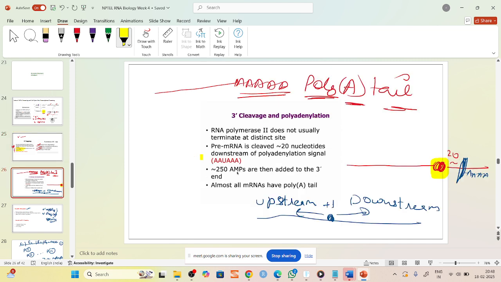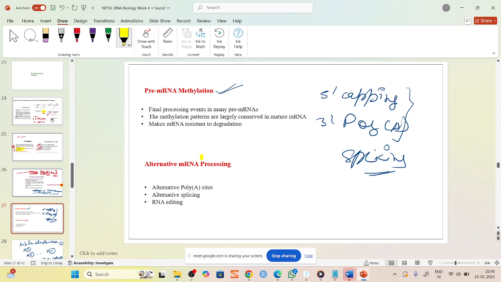Then we talked about how polyadenylation takes place, how the poly A tail is added. We talked that wherever there is a polyadenylation signal, approximately 20 nucleotides away from this, there is a cut, and then poly A polymerase adds the polyadenosines here.